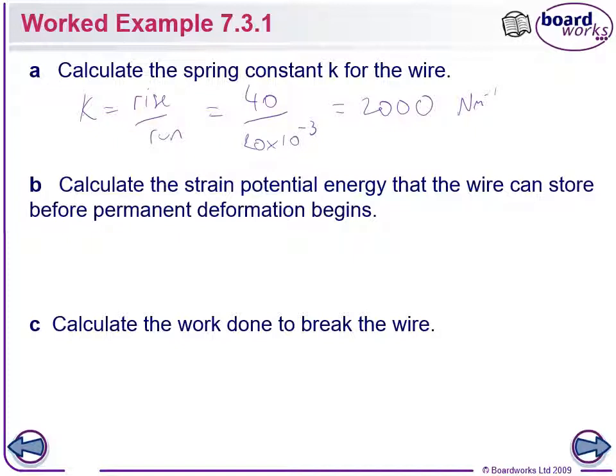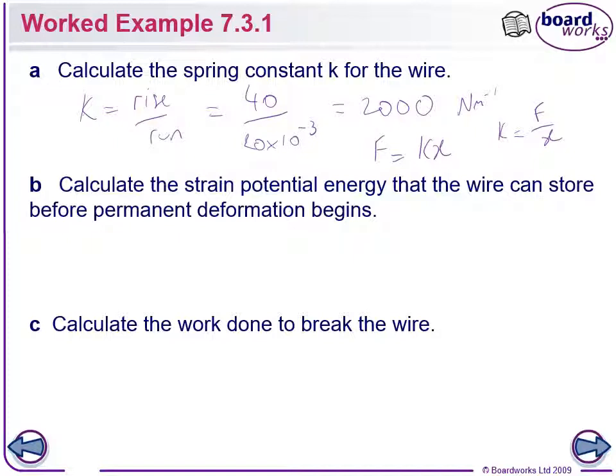Now, by the way, just quickly, to prove that the spring constant is actually the gradient, if we look at Hooke's law, I didn't explain this before, but F equals Kx. So, therefore, if we want K, K equals F on X, rearranging. And F on X, F is our rise, X is our run. So K just is our gradient.